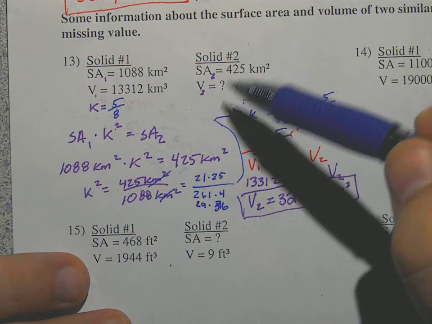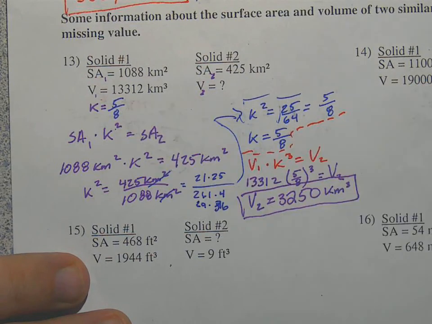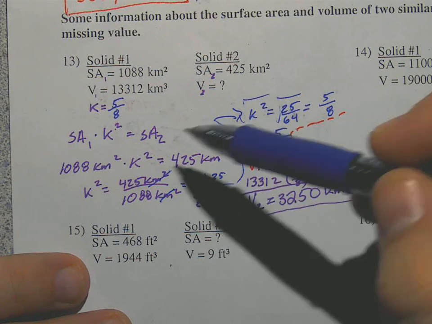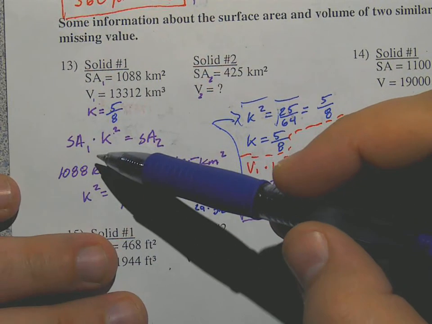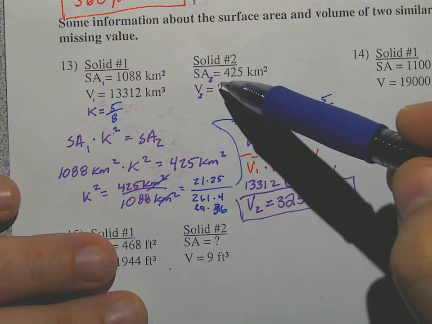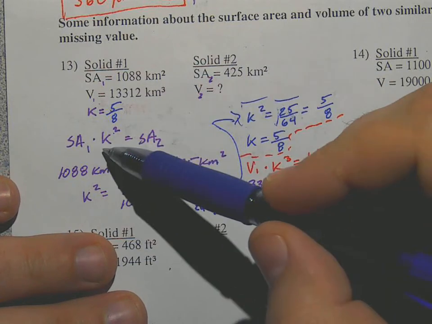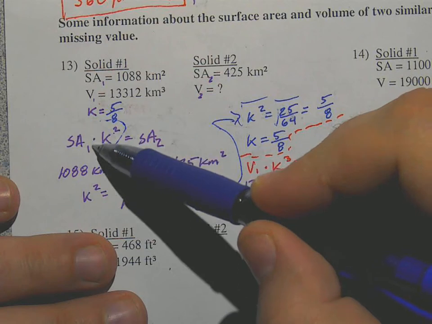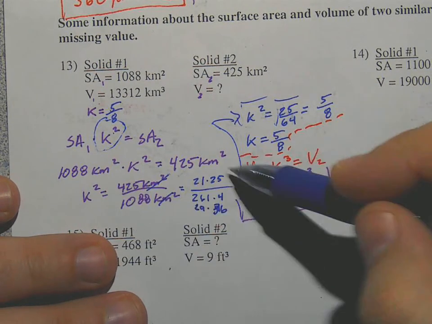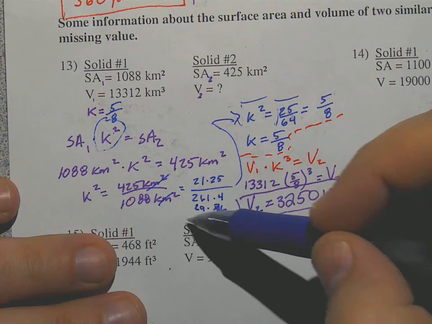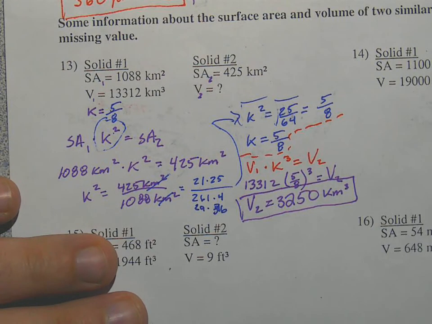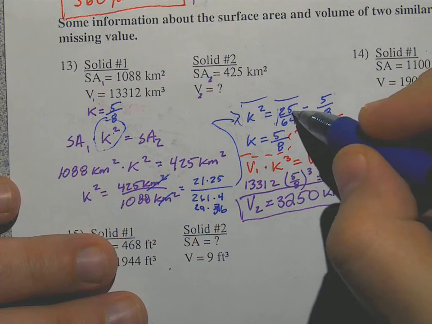Okay, number 13. And we start by needing to find 5 over 8. So we start by looking for what is the K. Now, they didn't give us any measurements of sides or sticks or anything like that, but they did give us surface areas. And we said, look, the surface area of the first one is 1,088. The surface area of the second one is 425. And those should be related by a factor of K squared. Okay, K squared times the first one equals the second one. So I plug it in, and I end up getting K squared is equal to this.